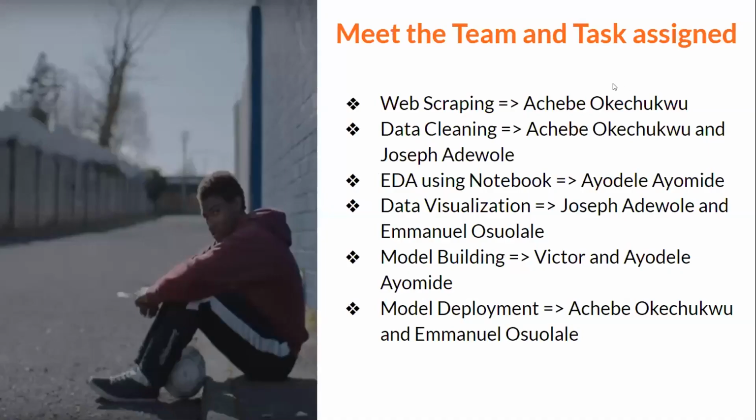Because this is our team project one, I would like to introduce the team members and the tasks assigned to each of us. The web scraping, getting of the data, was done by me. For data cleaning, it was myself and Joseph that were responsible. The exploratory data analysis of the data we've gotten was done by Ayodele Arimide. Data visualization was done by Joseph and Emmanuel. Model building is to be carried out by Victor and Ayo. Then the model deployment by myself and Emmanuel.